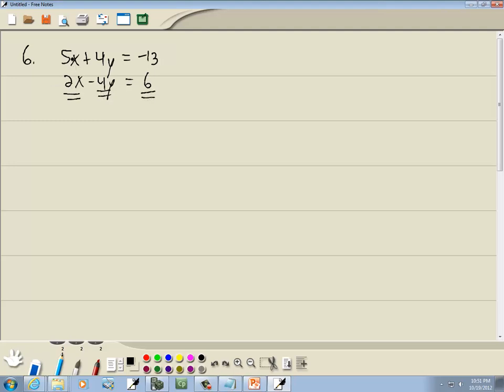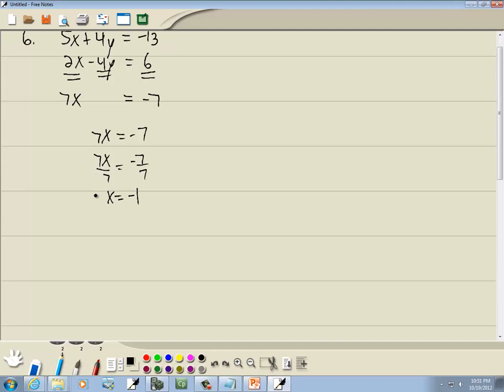two equations. Now the like terms have to be in the same columns. See how the x's are together, the y's together, and numbers are together. Now 5x plus 2x gives us 7x. 4y minus 4y, that actually drops away. And negative 13 plus 6 gives us negative 7. Now notice what we have left is 7x is equal to negative 7. Well, we can solve this for x. So we'll divide both sides by 7. And we get x is equal to negative 1.